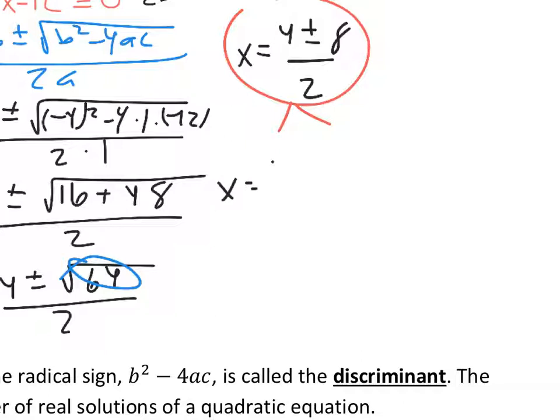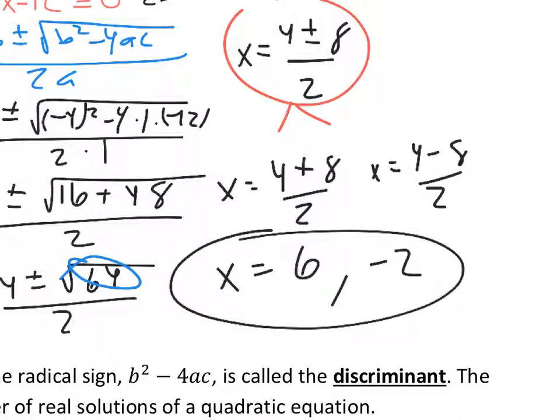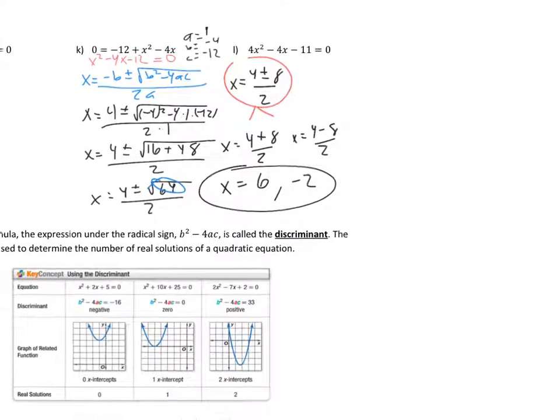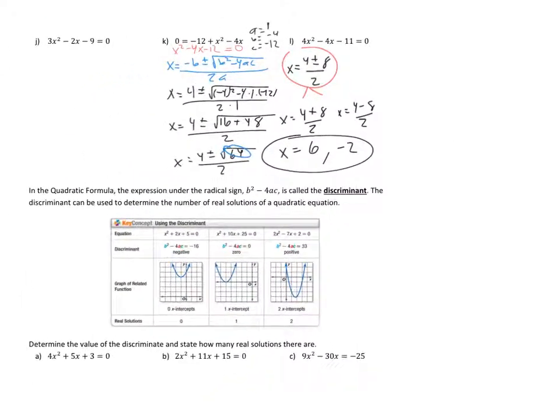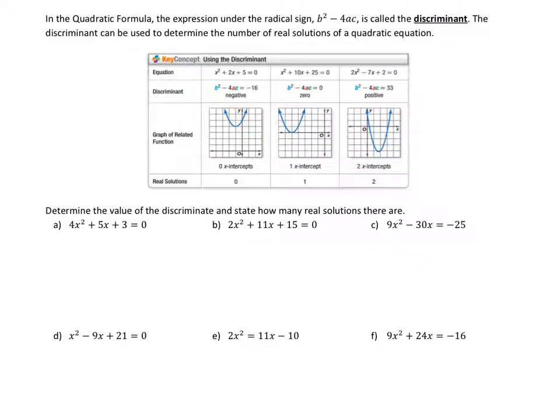X can equal 4 plus 8 over 2, or x can equal 4 minus 8 over 2. So 4 plus 8 is 12, divided by 2 is 6. 4 minus 8 is negative 4, divided by 2 is negative 2. So our solutions here are x can be 6, or it can be negative 2. And we're done. So please go ahead and do J and L on your own. Pause the video and get those done, and then join me for the last piece here.